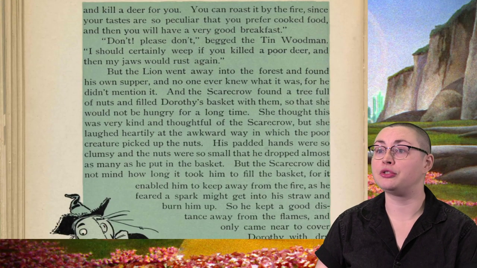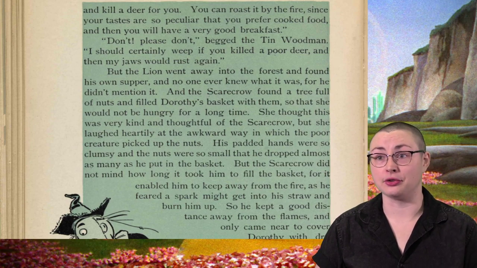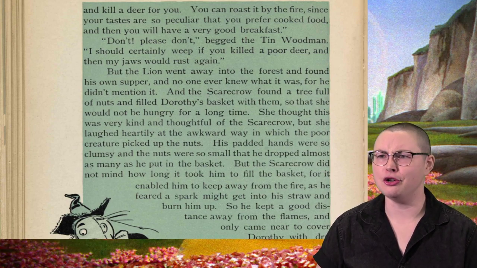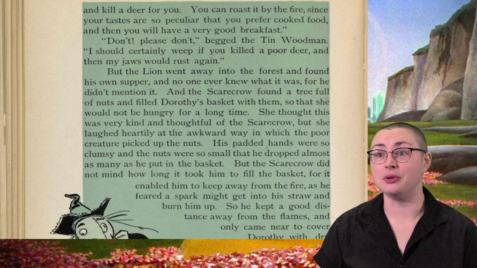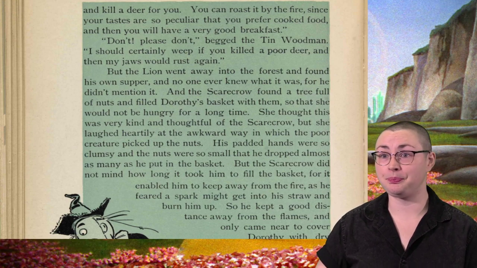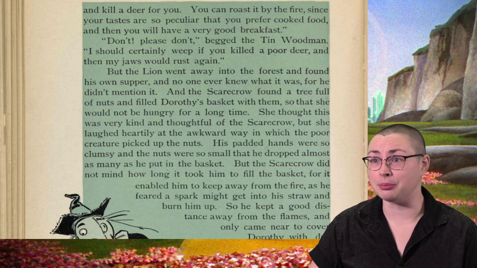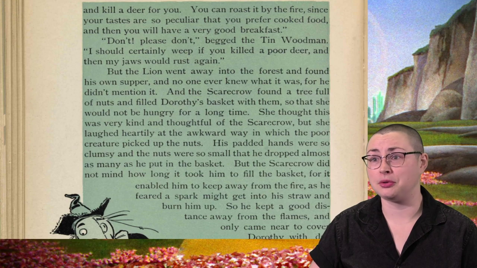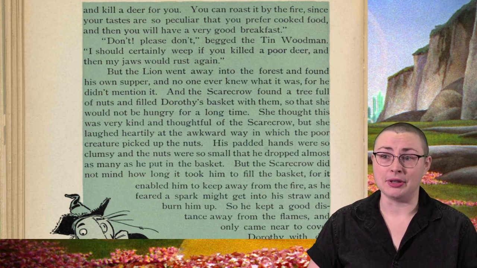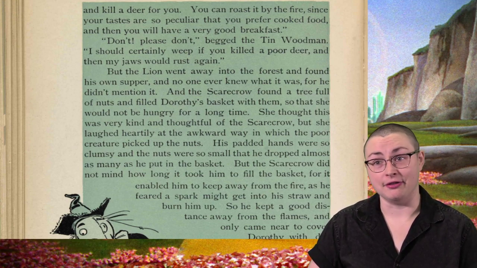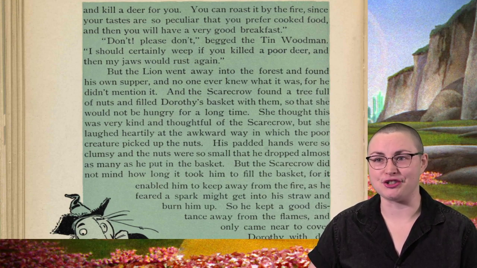"If you wish," said the lion, "I will go into the forest and kill a deer for you. You can roast it by the fire, since your tastes are so peculiar that you prefer cooked food, and then you will have a very good breakfast." "Don't, please don't," begged the Tin Woodman. "I should certainly weep if you killed a poor deer, and then my jaws would rust again." But the lion went away into the forest and found his own supper, and no one ever knew what it was, for he didn't mention it.